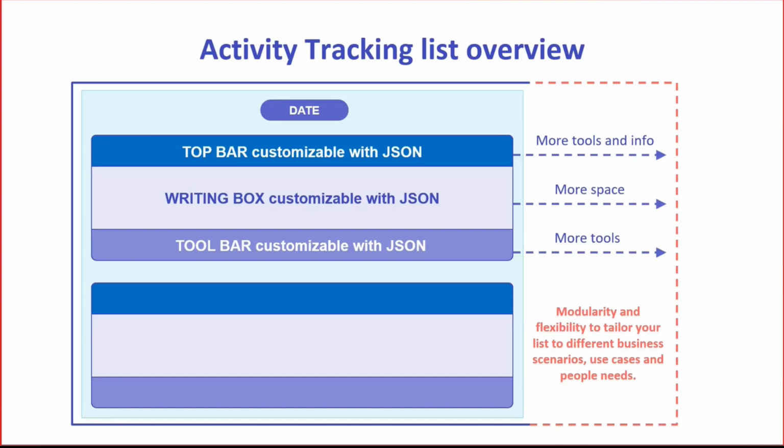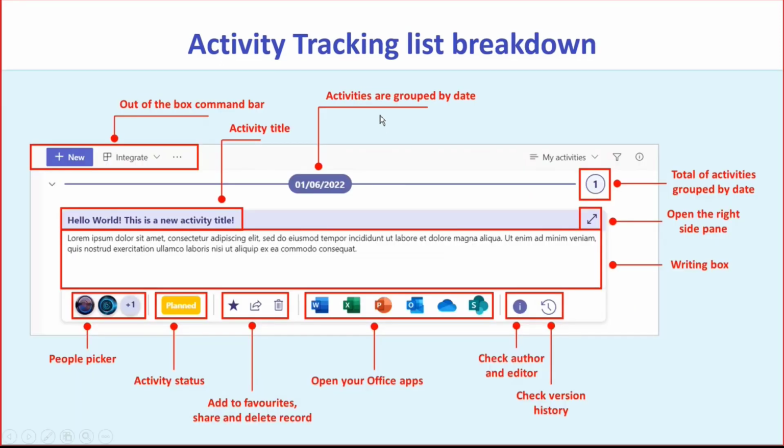but before creating this list, I put a little effort into having a general idea of what the list should be, because as we can see, each record is composed of three basic components: a top bar, a writing box, and a toolbar. And I tried to create a basic template so that thanks to modularity and flexibility, it could be further customized by other users.